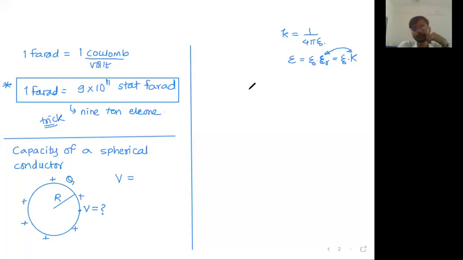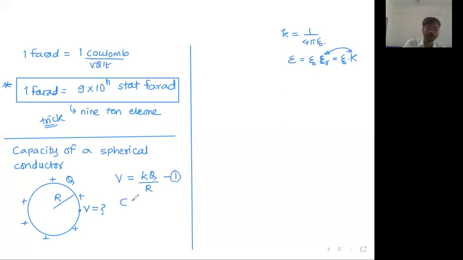Correct. Sir, potential at a point on the surface of the conductor is kq upon r. But the point is on the surface, so r will be the radius. So we will call this equation number 1.